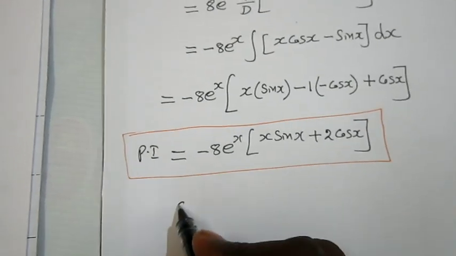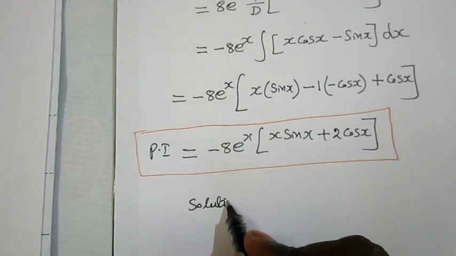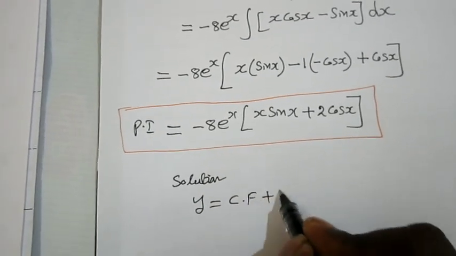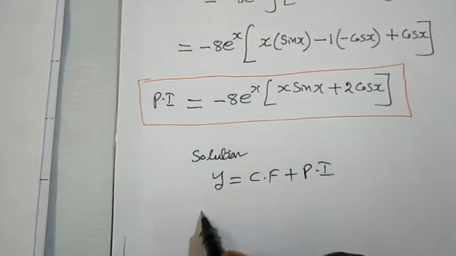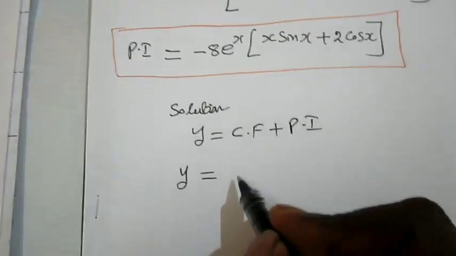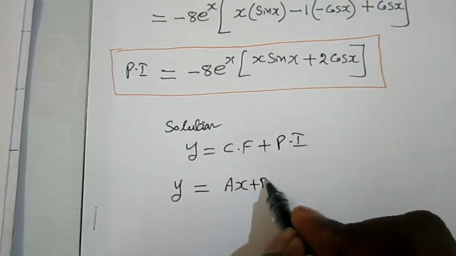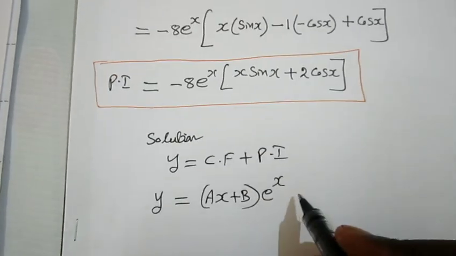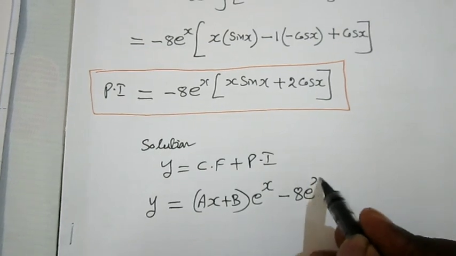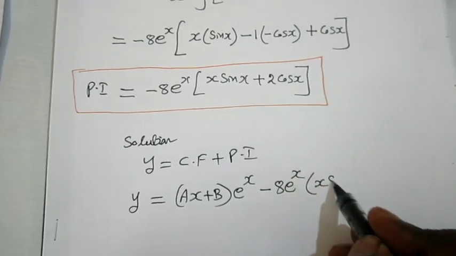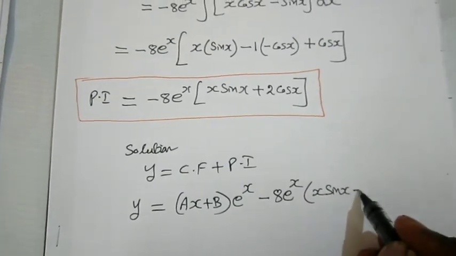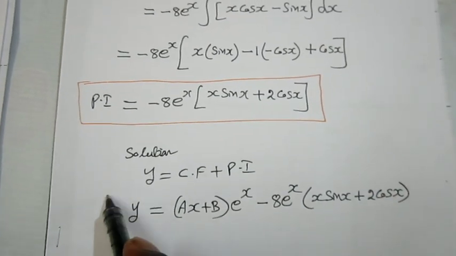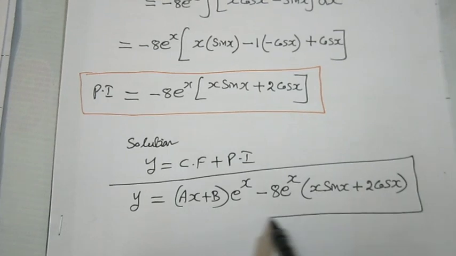Now the solution. The solution is y equals CF plus PI. So y equals, what is CF? (Ax plus B) into e power of x, and the particular integral is minus 8 e power of x into x sin x plus 2 cos x. So this is the solution of the given differential equation.